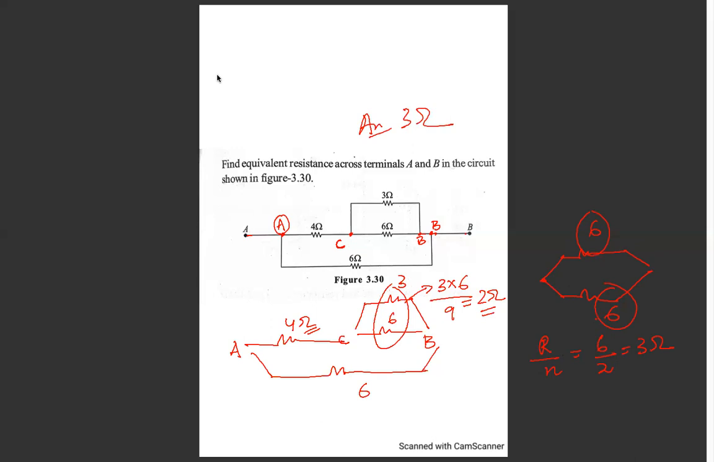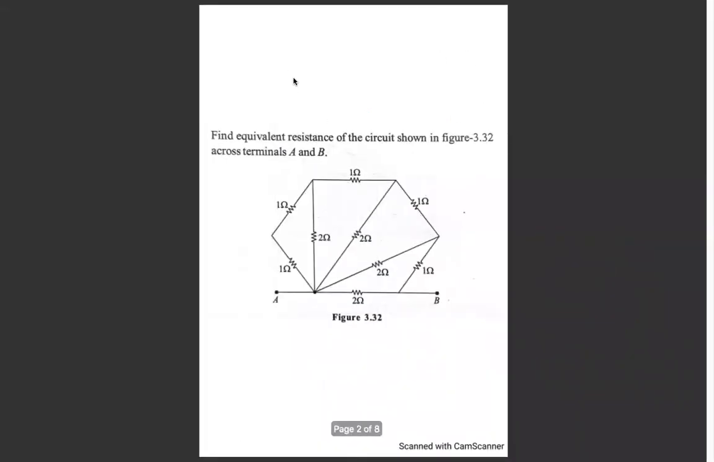Let's move to the next part of it. The next question is on your screen. It says: find the equivalent resistance of the circuit as shown in the figure. This kind of circuit you can start from any of the sides. If you try to find the terminals, there will be many terminals, so it's better to start from one of the sides.